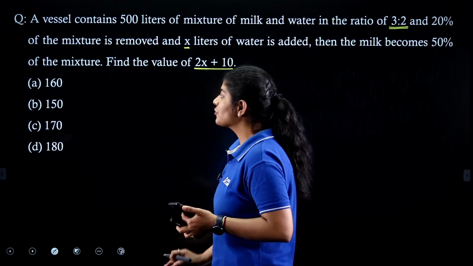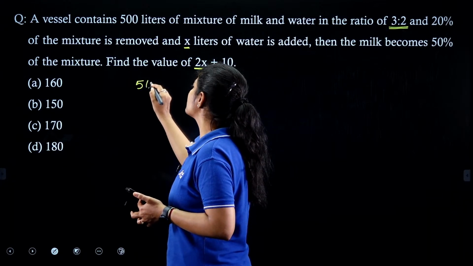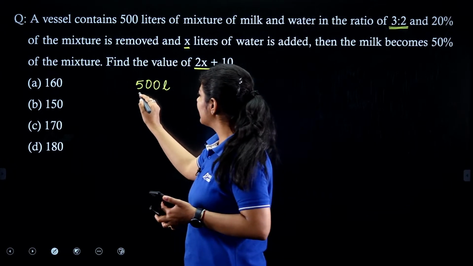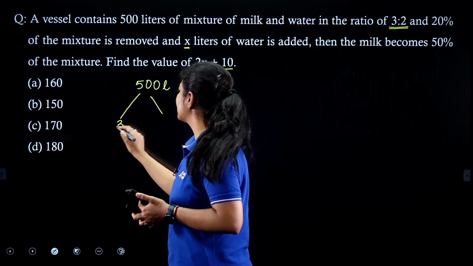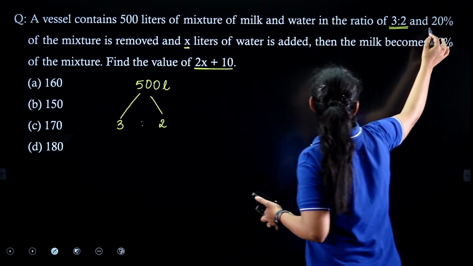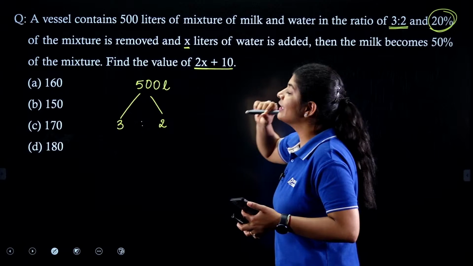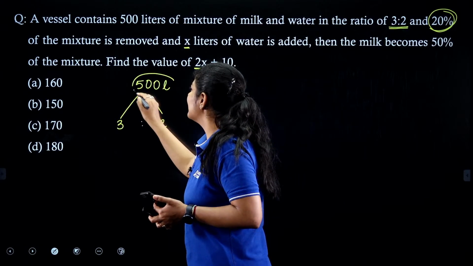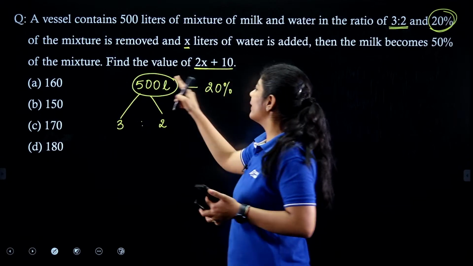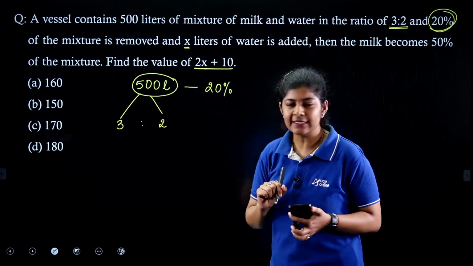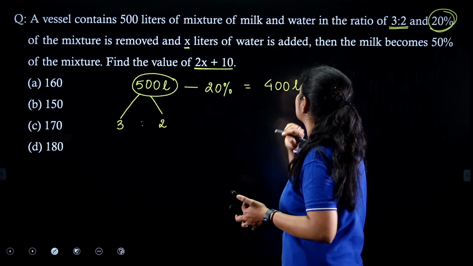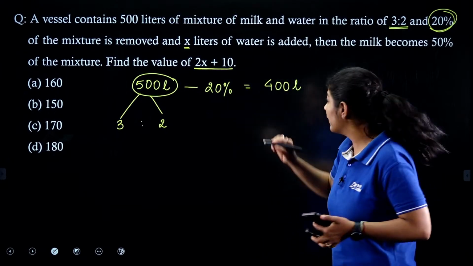Okay, look. What is the question saying? In the initial level, I have 500 liters of mixture, right? The ratio of milk and water in it is 3:2. Now the question says that 20% of the mixture is removed. So from this amount, I remove 20% of the mixture. 20% of this is 100 liters. So the remaining quantity is 400 liters. This is the remaining quantity.